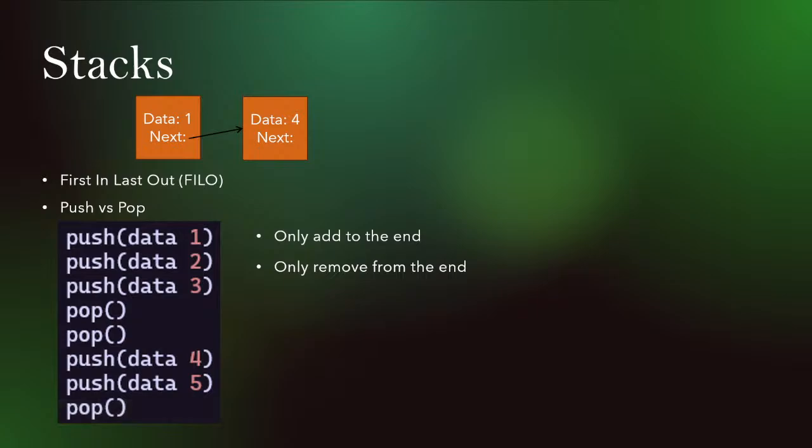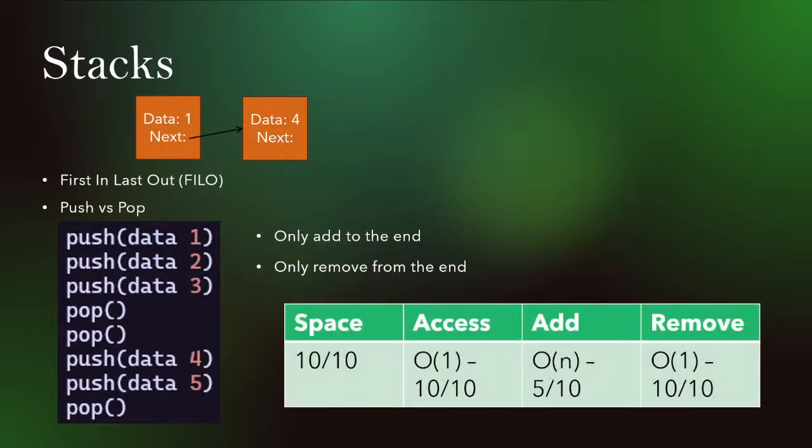You only add to the end of the stack, and you only remove from the end as well, so you remove and add from the same spot. Space is, well, we'll give it a 10 out of 10 because again, it's a node structure. Access is much easier as well because you're always going to the last one. Usually you have a pointer to the top of the stack, or sometimes you can have a pointer to the bottom of the stack, and then it gets a lot harder. But for this example, we're going to be using the top of the stack. So again, adding is to the top of the stack, and removing is the same thing.